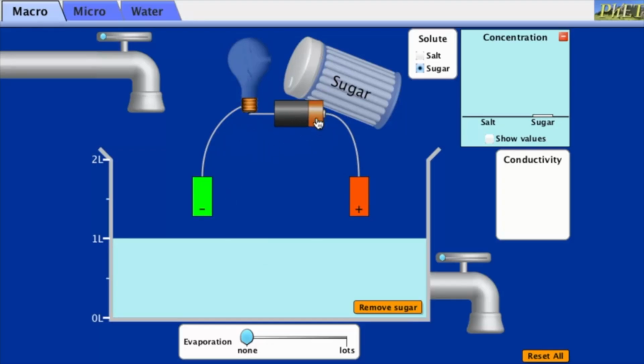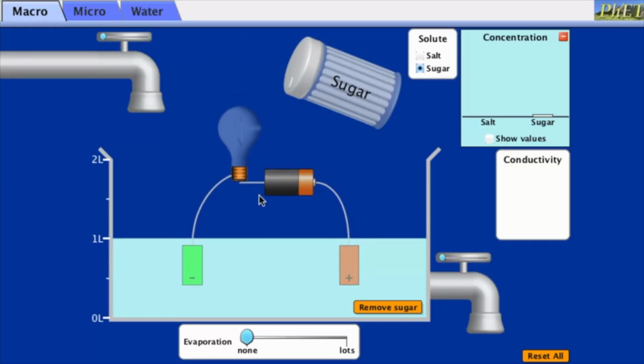Now here we have our battery, which is our power source. Here we have a bulb, which will give us a signal if the sugar is a conductor or a non-conductor. And we have our connecting wires and our electrodes. The positive electrode is the anode. It's connected to the positive side of the battery. And the negative electrode is the cathode. It's connected to the negative side of the battery. Let's check to see if sugar is a conductor.